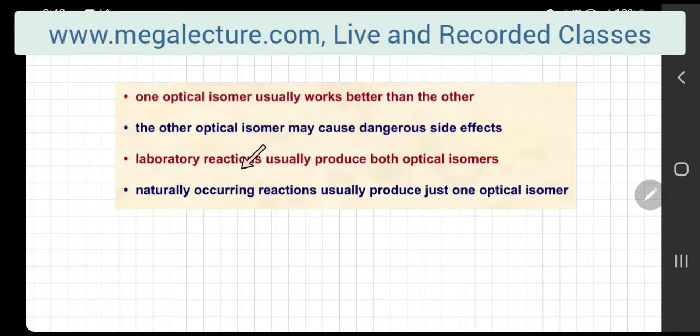So naturally, we can depend on natural molecules. We can go for herbal medicines, and that would produce fewer side effects than the dangerous side effects produced by chemicals that are produced in the laboratory, because they have the wrong enantiomers. Remember, enantiomer is the term that is used for optically active isomers.